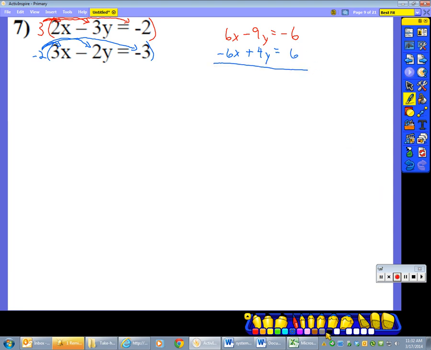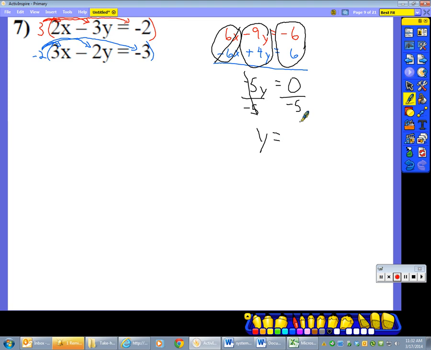So now I'm going to combine these two equations. When I combine these guys, they're going to cancel out. Whenever I combine these guys, it's going to result in a negative 5y equals negative 6 combined with the positive 6 is going to result in a 0. I'm going to get y by itself, so the opposite of multiplying by negative 5 is dividing by negative 5. So I've got y equals 0 divided by negative 5 is 0.